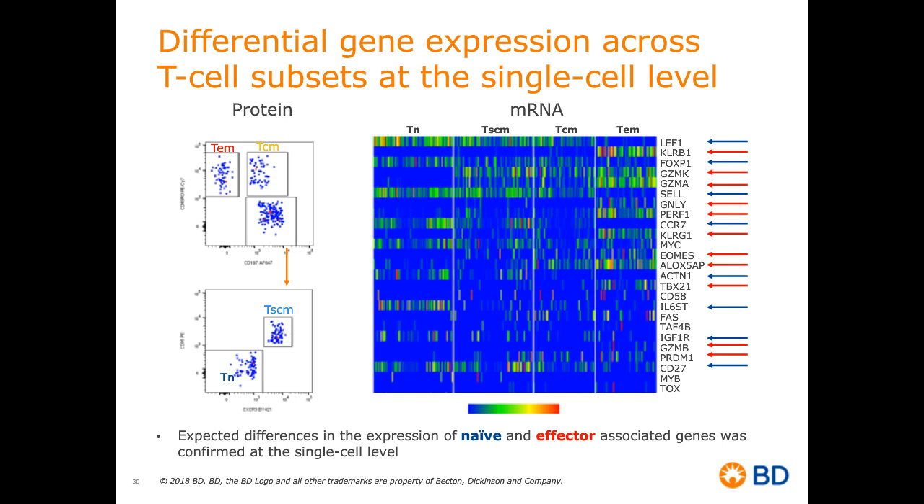And this becomes very important because while we confirm that we see the trend of naive and effector genes, with naive genes expressed on the naive cells and effector genes like KLRB1 or granzyme K, granzyme A progressively expressed in the effector memory, it also informs us about the heterogeneity of the cells that we have sorted.